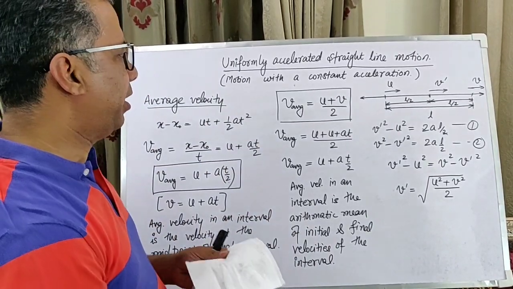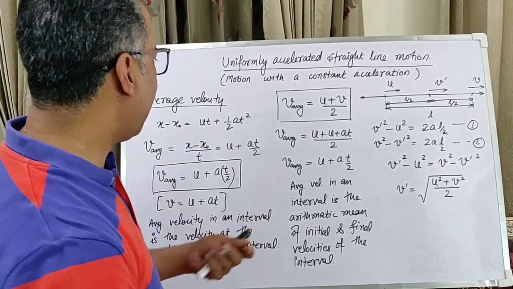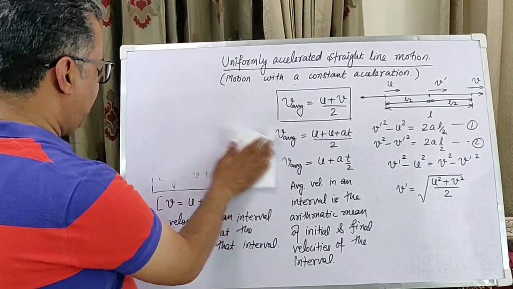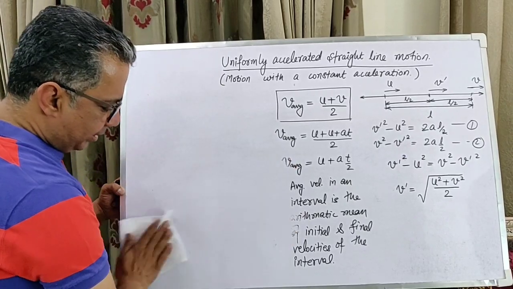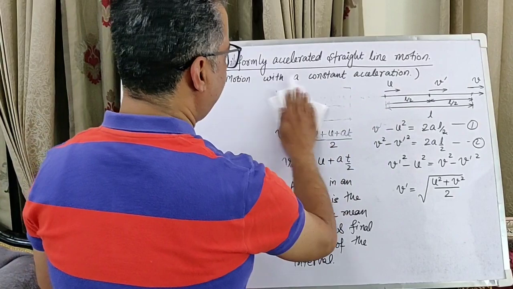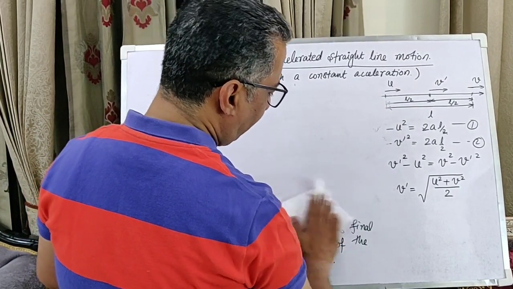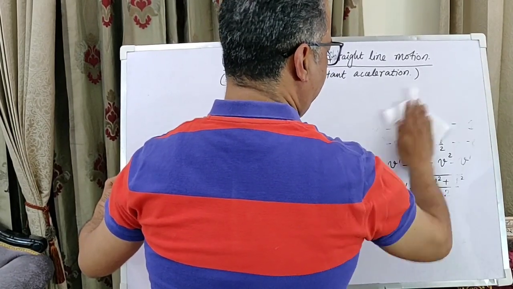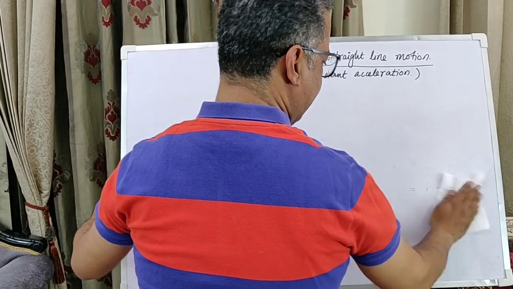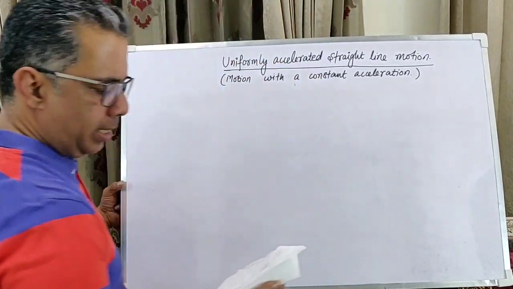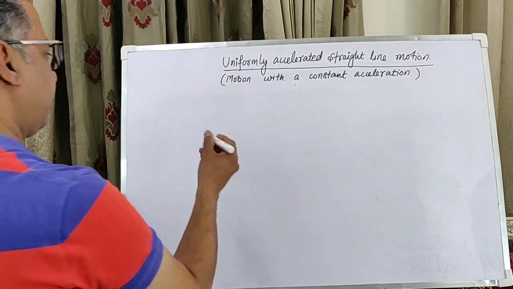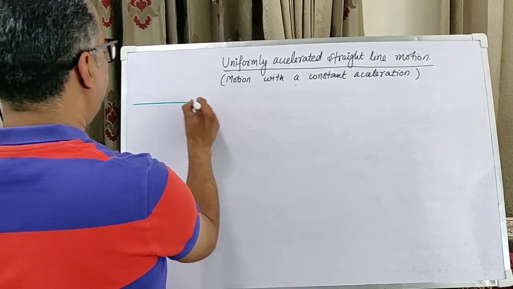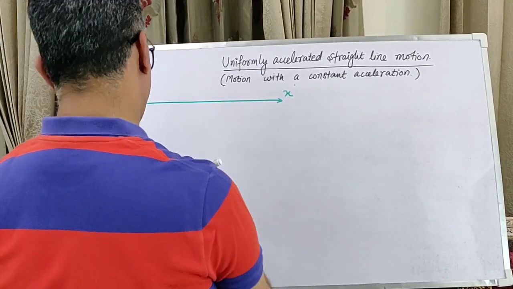Maybe I think we'll cover one more here, and that's for calculating the displacement in the nth second of motion. Now I'll have to explain what this nth second of motion really means. Let's say we are looking at a uniformly accelerated straight line motion, and that motion is happening along, let's say, this straight line, the x-axis.